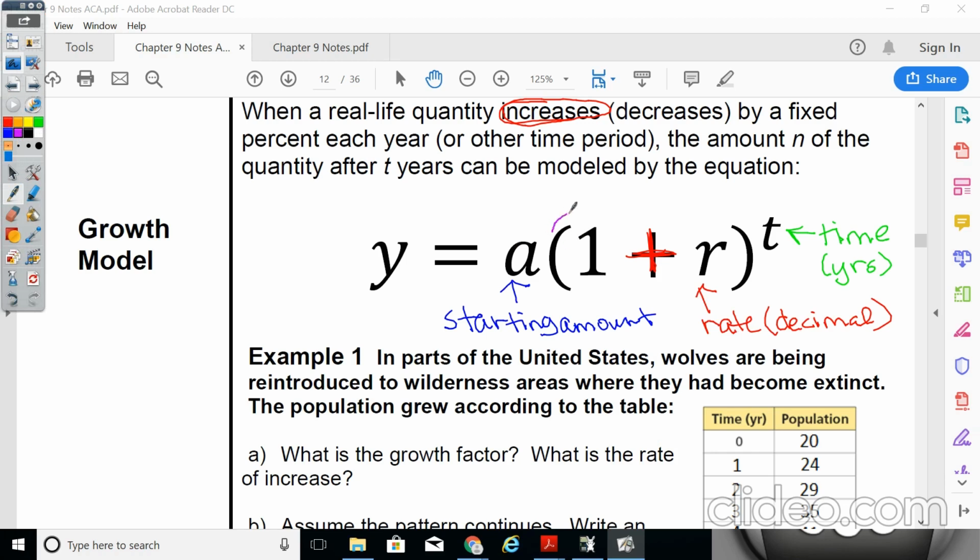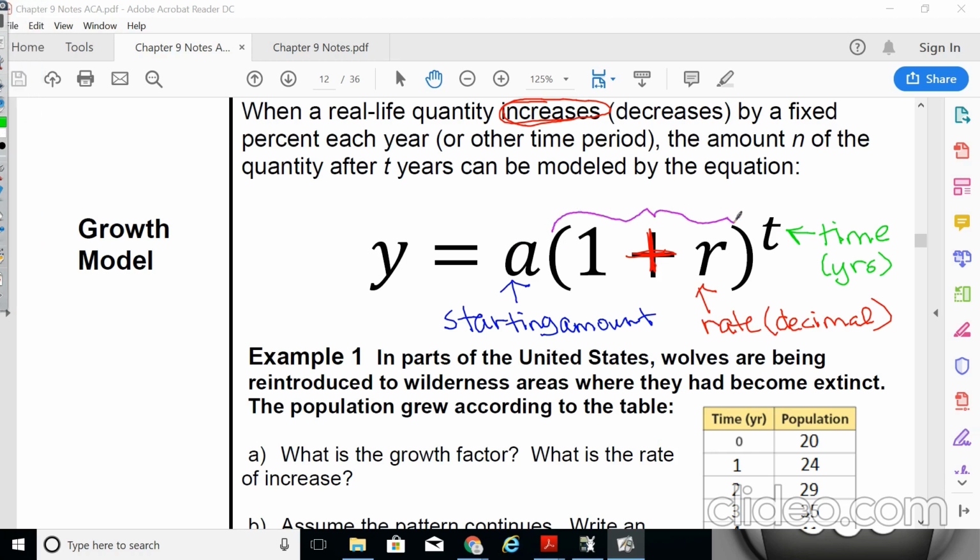And then this whole thing right here, from graphing, we know this is your base. The whole base is called your growth factor. So what is it growing by? The first couple of examples we're going to do involve using the table, and then we'll go to using a word problem to set up the equation.